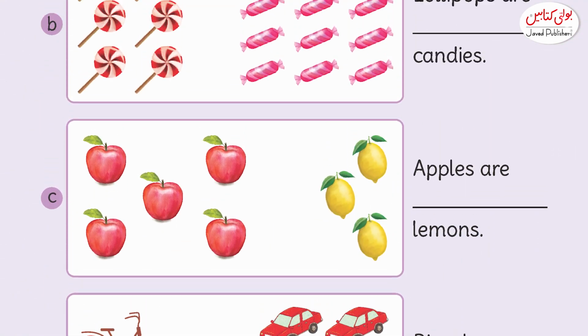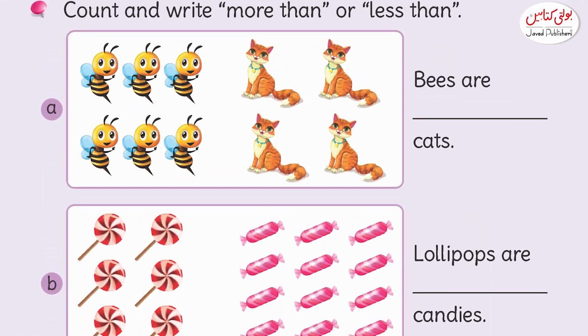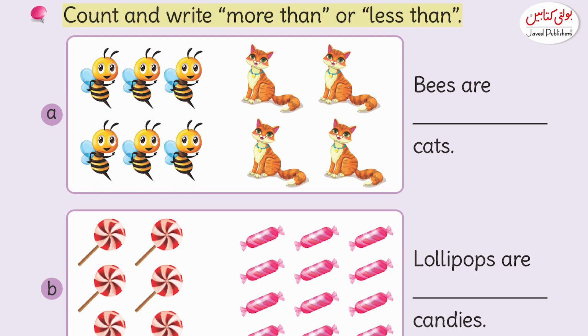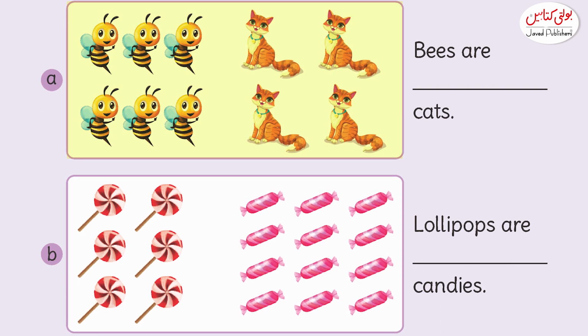Now page number 35. This is the activity. Count and write more than or less than. So first we have to count the bees. How many bees are there? 1, 2, 3, 4, 5, 6. Now count the cats 1, 2, 3, 4. तो इसमें से more than कौन सा है? Bees. So यहाँ पे आप लिखेंगे bees are more than cats.